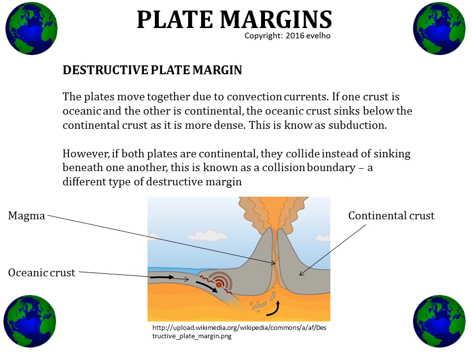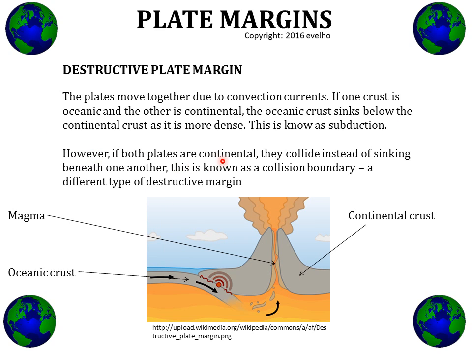So plate margins. One of the plate margins is the destructive plate margin. This is basically where the plates move together due to convection currents. If one crust is oceanic, so this one here, and the other is continental, this one here, the oceanic crust sinks below the continental crust as it's more dense, and this process is known as subduction. I've got a diagram for that, for the oceanic and continental, so that's there.